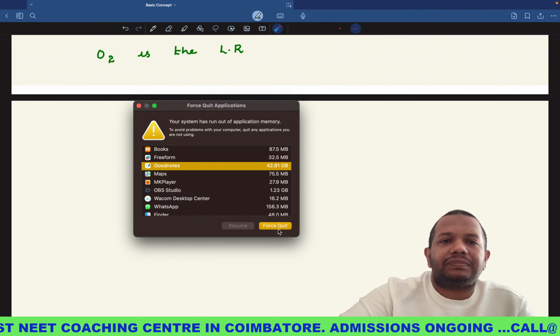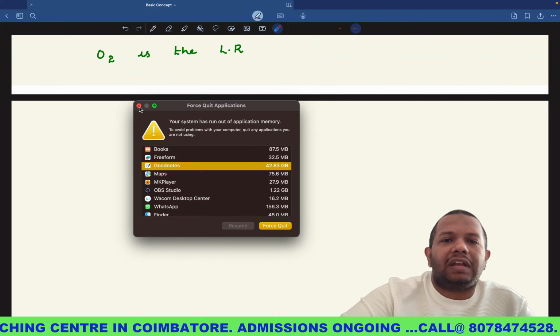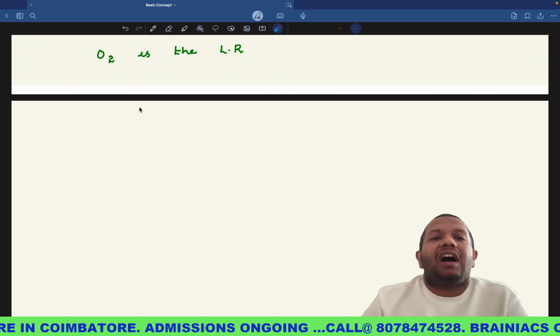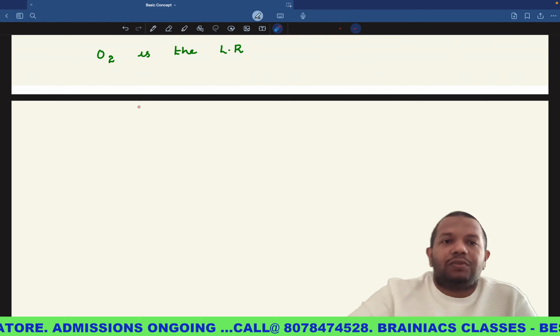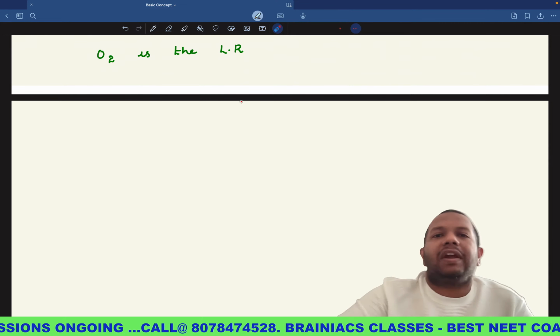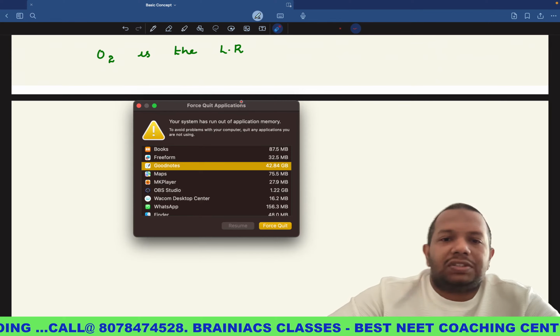Okay, that limiting reagent will decide how much amount of product needs to come actually. Okay, this is very, very important.